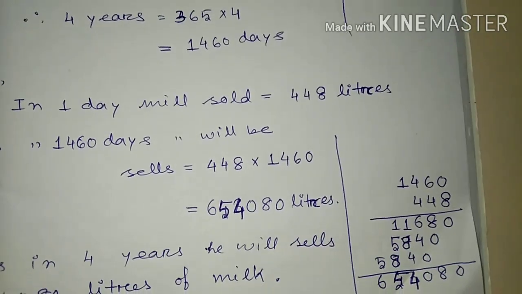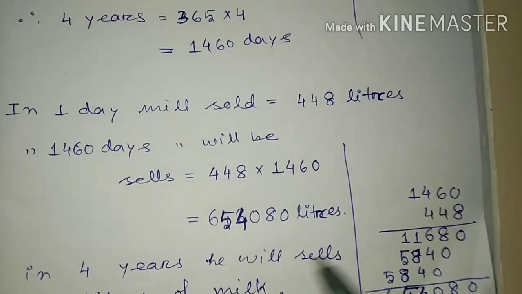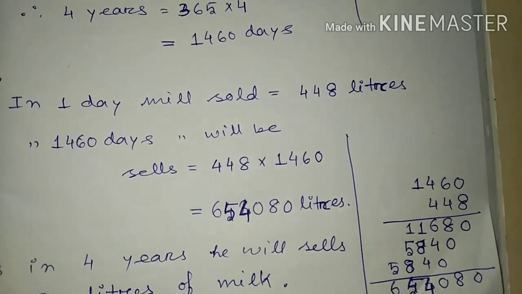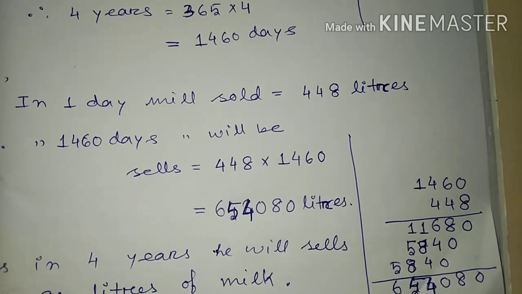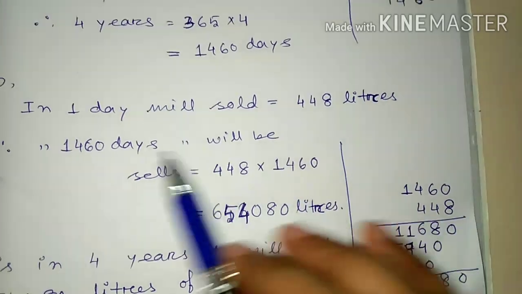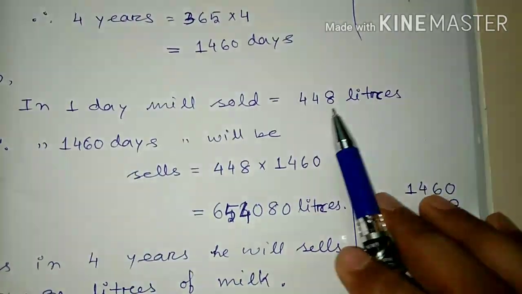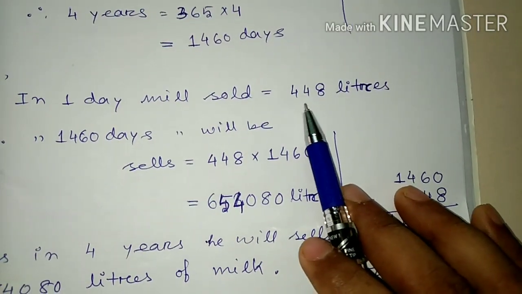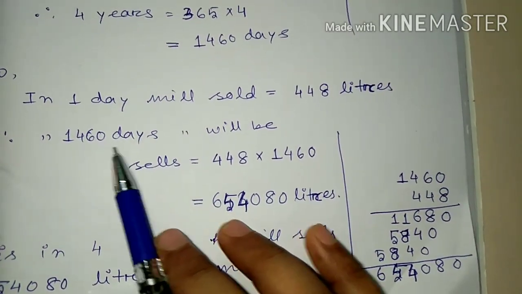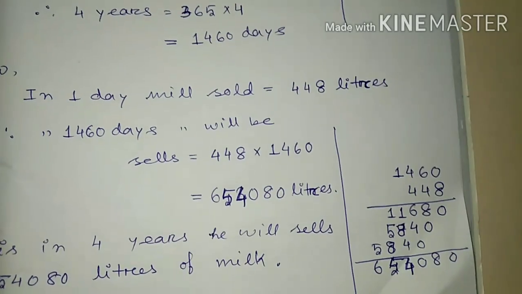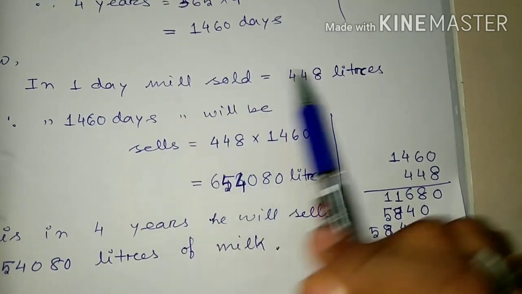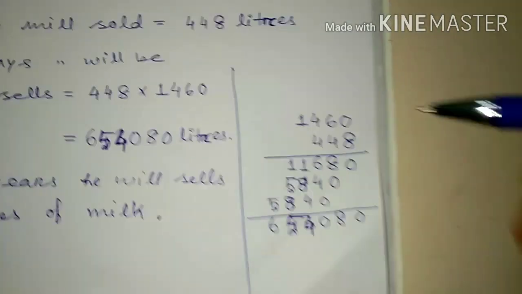Actually in the beginning of this chapter we have already learned that multiplication is the shorter form of what? Addition. So if you add 448 1460 times, then it will be very difficult to add. Okay, so therefore we use this multiplication form. So this you multiply. So finally you get what?